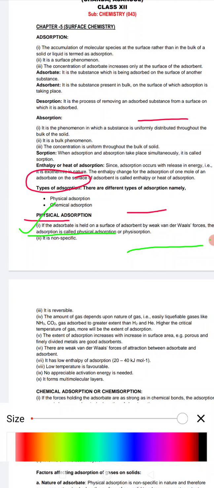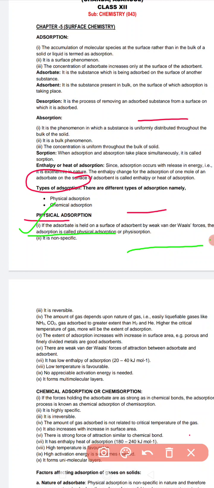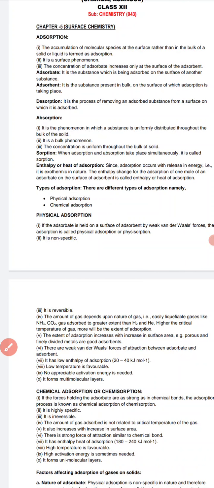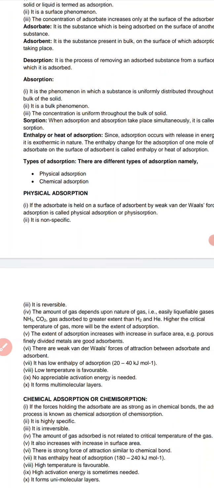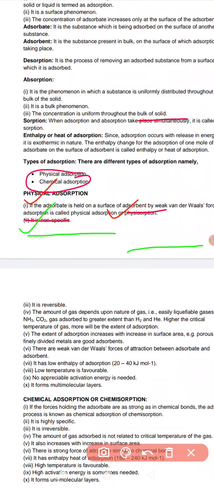Now the next topic we have is types of adsorption. What are the different types of adsorption? There are two types: one is called physical adsorption, the other is called chemical adsorption. Physical adsorption is called physisorption. If the adsorbate is held on the surface of the adsorbent by weak van der Waals forces, it is called physical adsorption or physisorption.